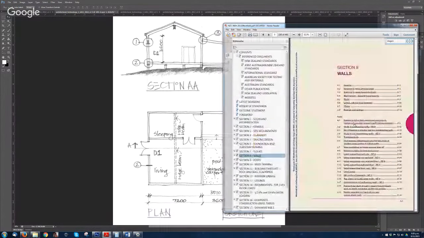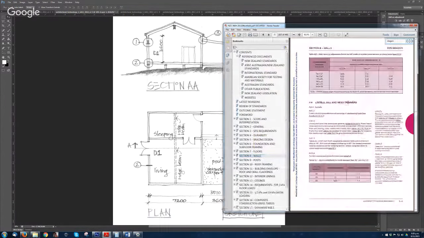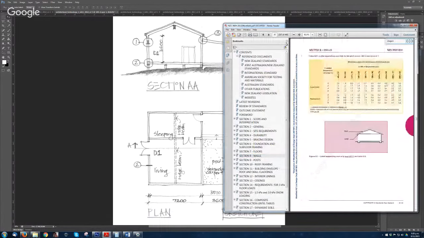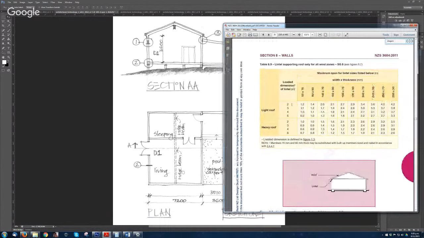So you go back to wall. Lintel. So loaded dimension 1.8. So you can take 2. Always go bigger. And then the span was 1.8 as well. So you go until you reach 1.8 or more. So 2 meters. So the lintel size is going to be 140 by 70. Okay.